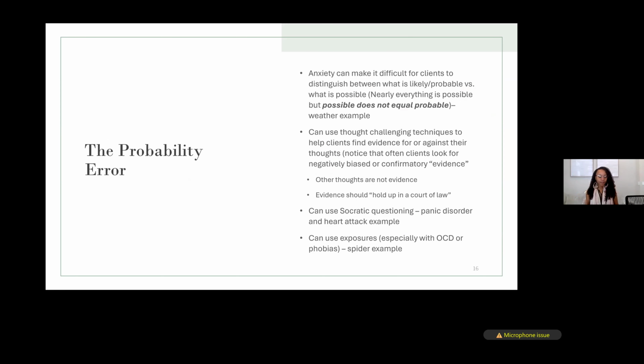The probability error. So the probability error is kind of what it sounds like. Anxious individuals can have a hard time identifying how likely an outcome is versus not. So I often use cognitive processing therapy in working with my clients who have PTSD or trauma stressor related disorders. And often we come to a particular scenario that they've created in their minds about what could happen, what's likely to happen. And so one of the questions that I often ask them is, okay, the thing that you're worried about happening, how probable is it that this thing is going to happen? Are we talking about something that's likely or something that's possible?